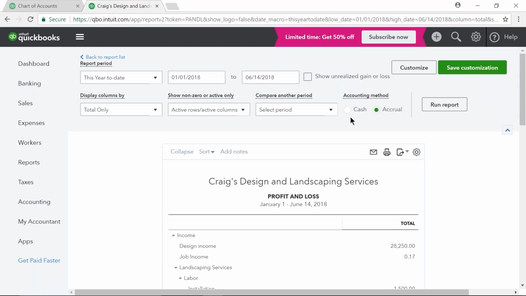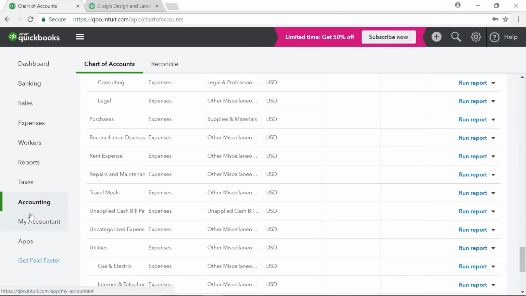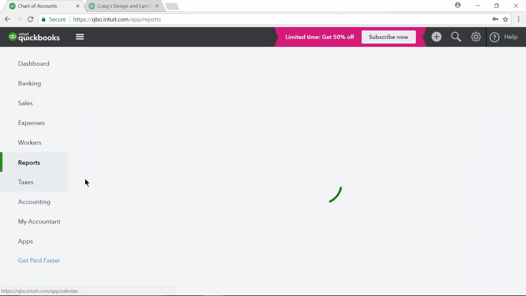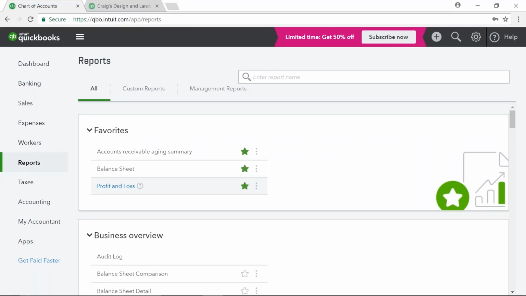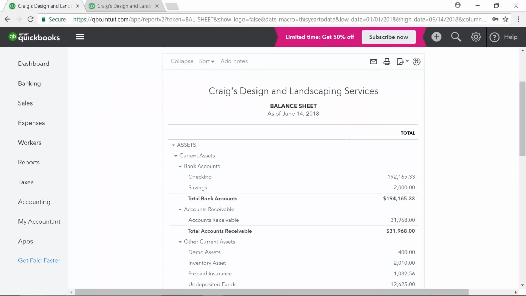On the accrual basis, that's the way that works. But on the cash basis, you're only going to see those things that have actually been paid, whether they're being paid to you or whether you're paying other people. Now, what I'm going to do right here is look at my balance sheet on one side, and then look at my profit and loss on the other.